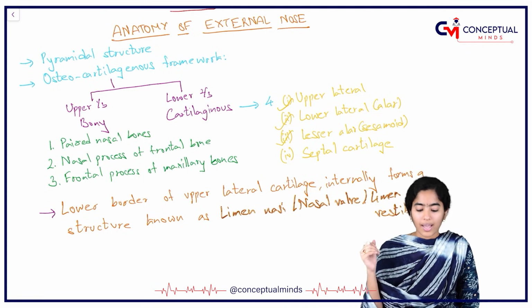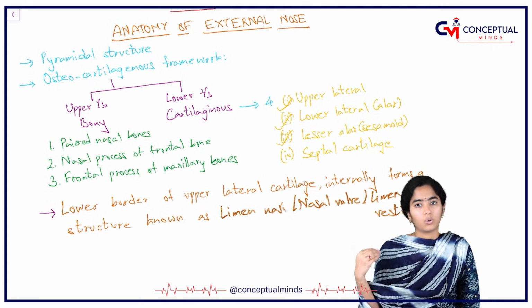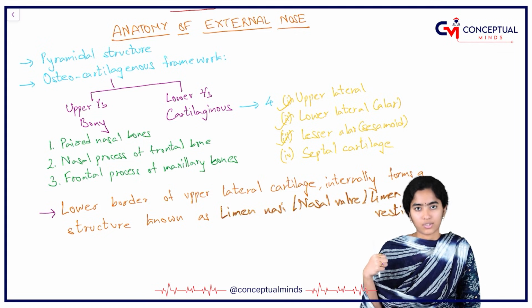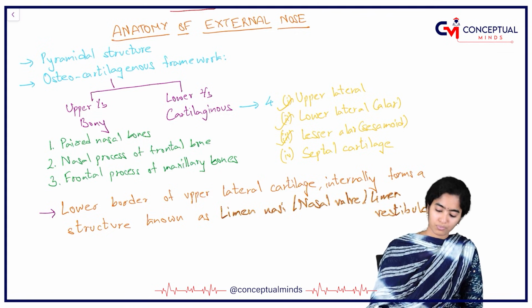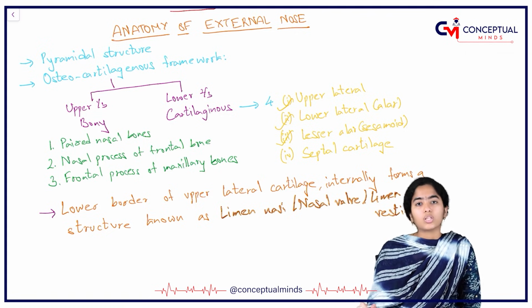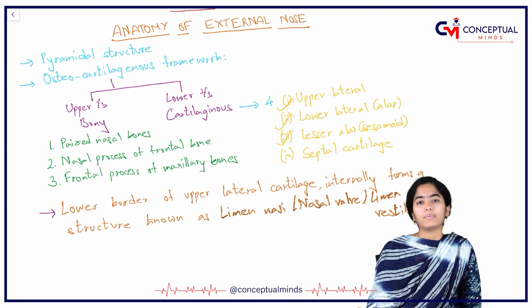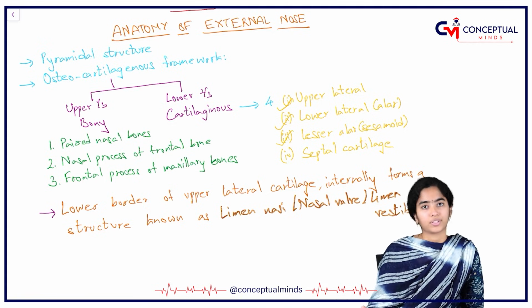frontal bone. And cartilages, there are 4 cartilages, 3 of them are paired. And the three paired cartilages are upper lateral, lower lateral and lesser alar cartilage. And the single unpaired cartilage in the midline is septal cartilage. An important point to be noted is, internally, the lower border of upper lateral cartilage forms a structure that is known as nasal valve or limen nasi or limen vestibuli. Its clinical importance will be understood in further classes.